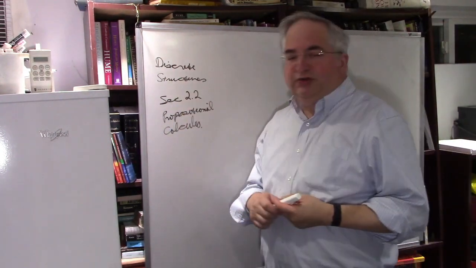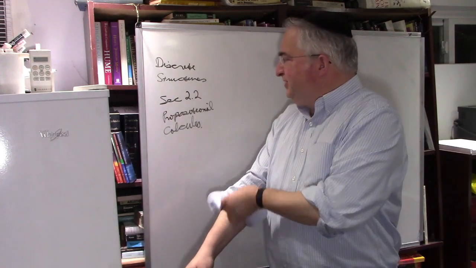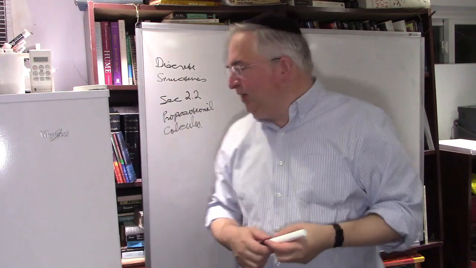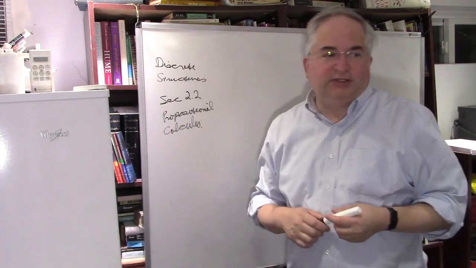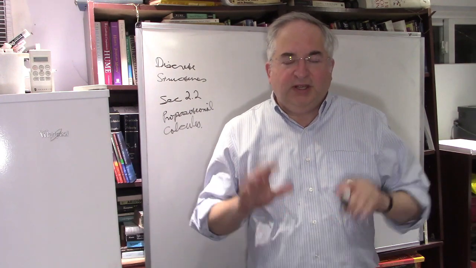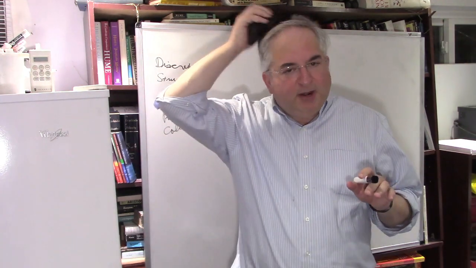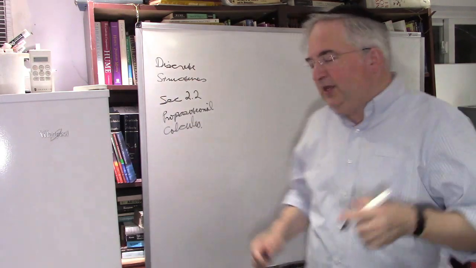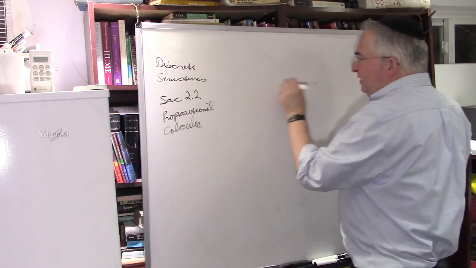We're doing discrete structures. That's the name of the class. We're up to section 2.2 of Ross and Wright, 5th edition, and it's called Propositional Calculus. This is basically about truth tables. I have to tell you what truth tables are, but I want to motivate it from something you did in 9th grade.